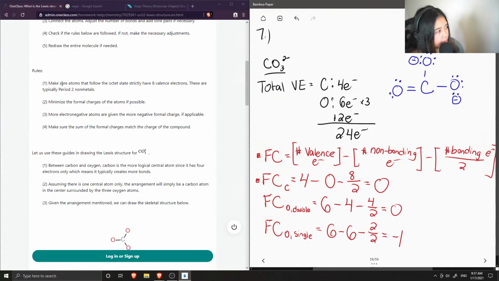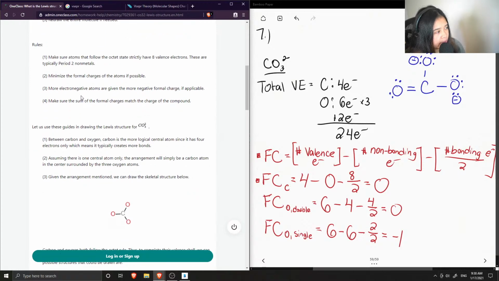And for the rules, make sure that the atoms that follow the octet rule strictly have 8 electrons. So this is like carbon, it needs to have 8 valence electrons. You can't form like 5 bonds with carbon. Rule number 2, minimize formal charges of the atoms if possible. So we knew we couldn't really do that with ours because it needs to have a charge of -2. More electronegative atoms are given the more negative formal charge if applicable.